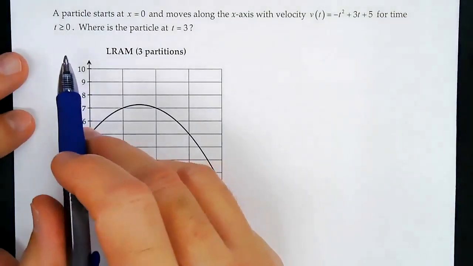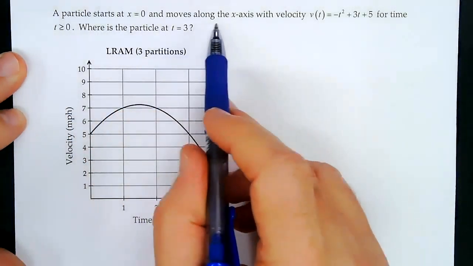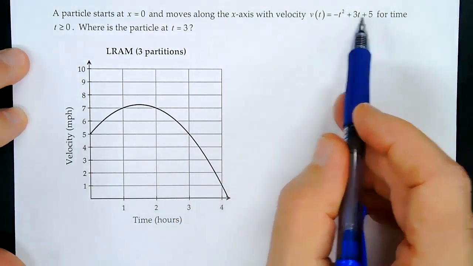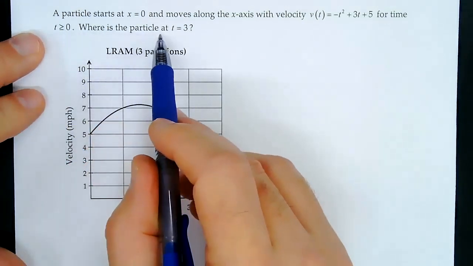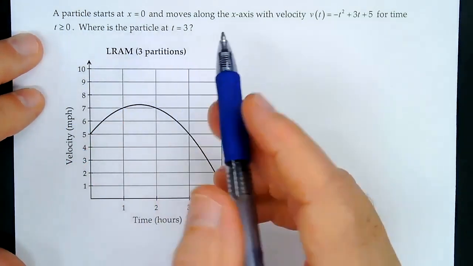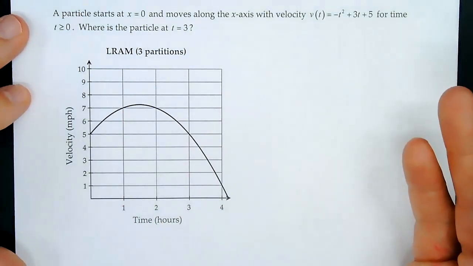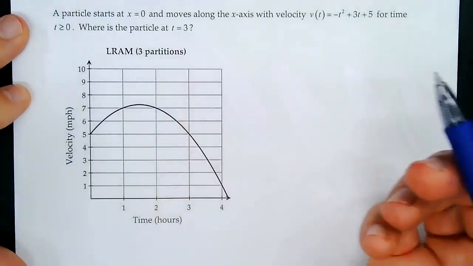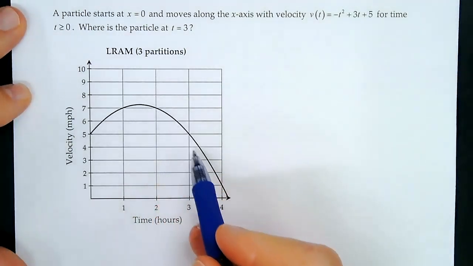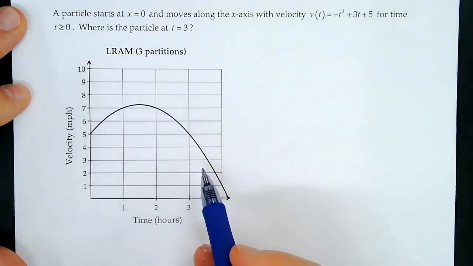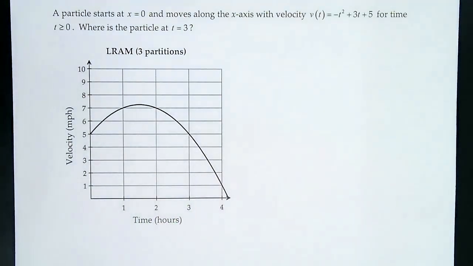For this next problem, a particle starts at x equals 0 and moves along the x-axis, and here's the velocity for time t greater than or equal to 0. Where is the particle at t equals 3? So it's starting here. Basically, we've got to find how far it traveled in this time of 3 hours, okay? Since this is not a straight line, it's a curve, we're going to have to estimate it, because we can't make nice geometric shapes like we did in the last problem, like a triangle and a rectangle, okay?